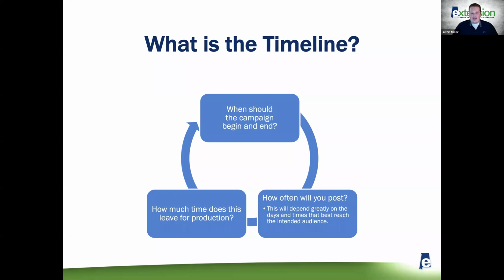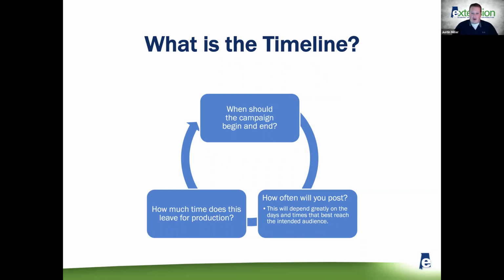And again, the days and times that you post will depend greatly on who your intended audience is. So this is why having that audience established is very important to figuring out your timeline, because here at Alabama Extension, we know that there are certain days and times when we're trying to reach our audiences that is not beneficial for us posting. We know that there's certain times where they're just dead to us. So knowing your audience is going to help you establish that timeline with how often you will post.